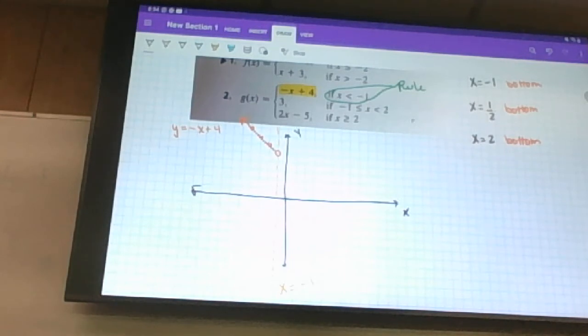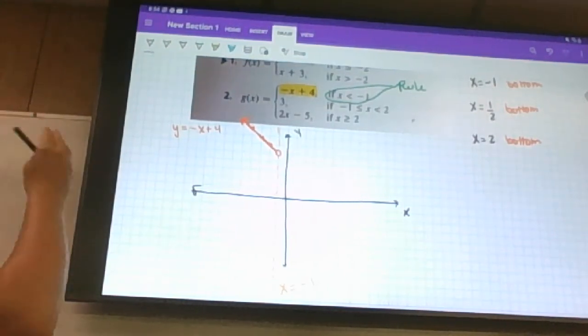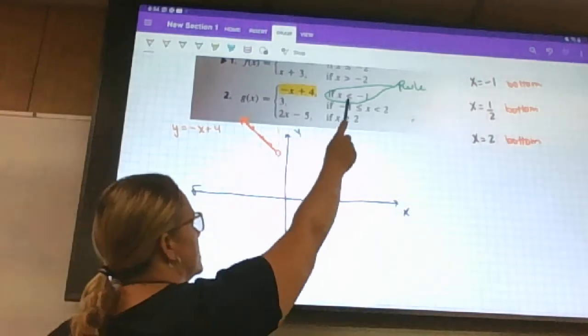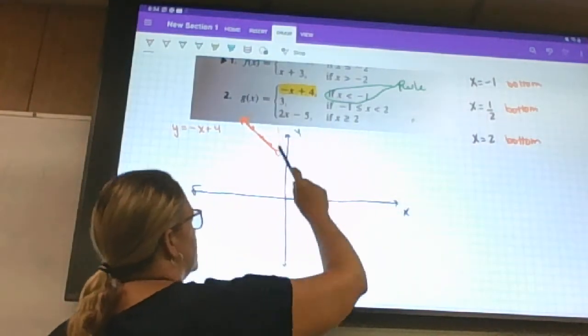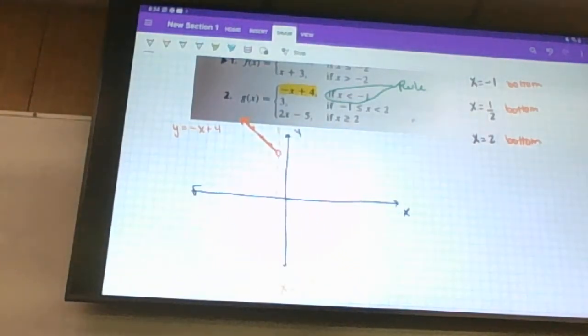Once you know where to draw the line and where not to draw the line, you won't have to erase as much. But in the beginning, it's best just to graph like you know how, and then erase according to the rule. So it's an open circle because it's not equal to. If it was equal to, it would have a closed dot there.